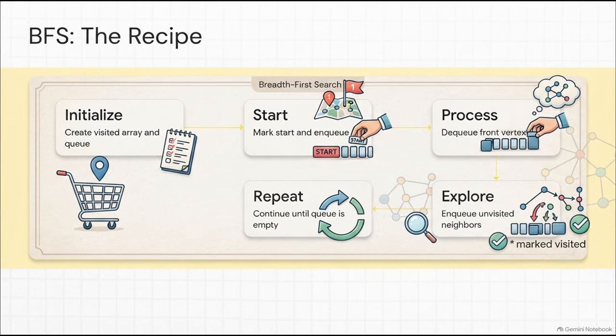Step 1, initialize. We set up a tracker to remember where we've been, and we create our empty grocery store line, our queue. Step 2, start. We mark our starting point as visited, and we put it in the line. Step 3, process. We take whatever is right at the front of the line out.